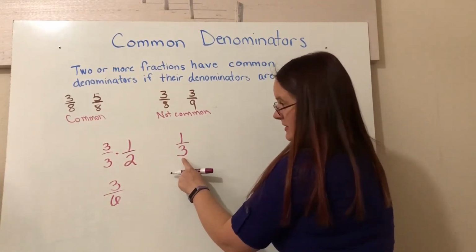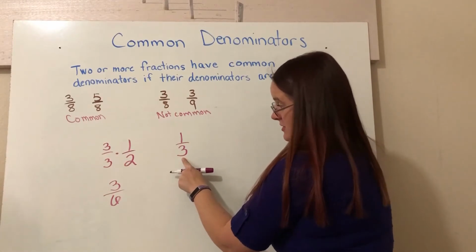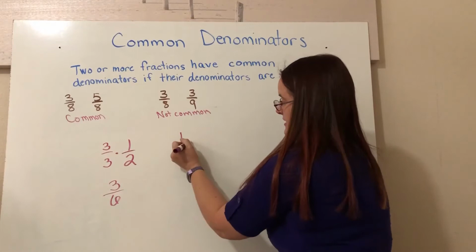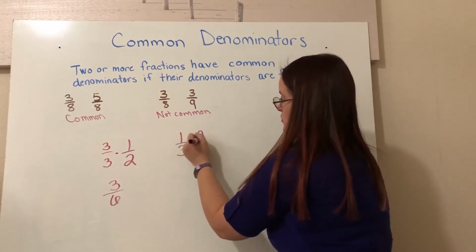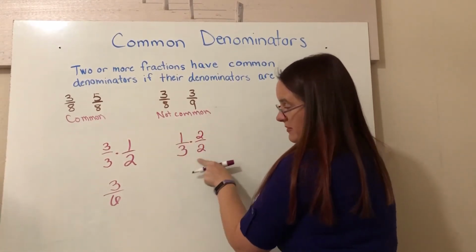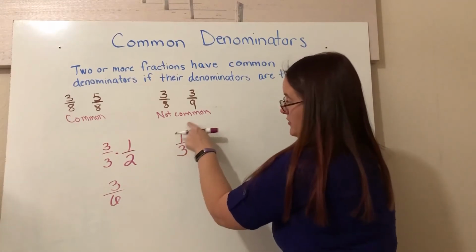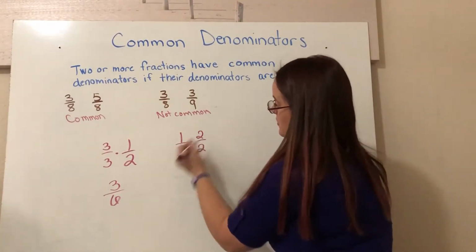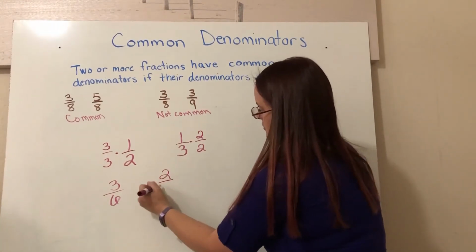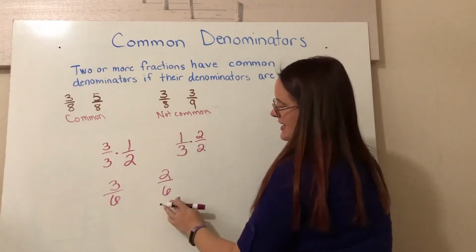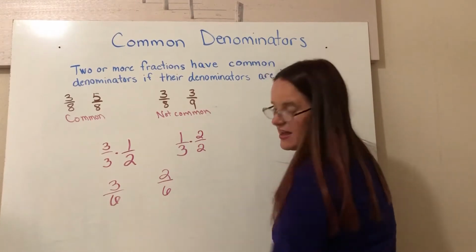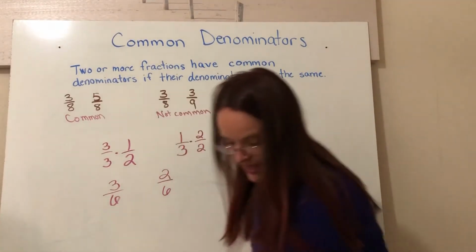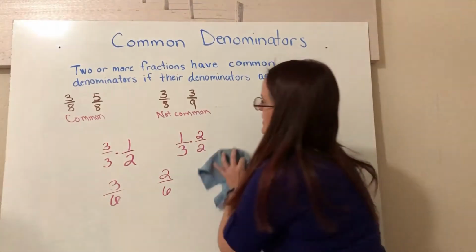Here I don't want to multiply times 3, because 3 times 3 will give me 9, not 6. But I want to multiply times 2, so I have to do 2 halves. Remember, whatever I multiply to the bottom, I also have to multiply to the top in order to keep it equal. So 1 times 2 is 2, 3 times 2 is 6, and here are my 2 fractions with common denominators.